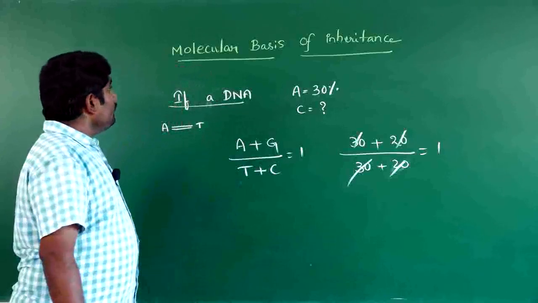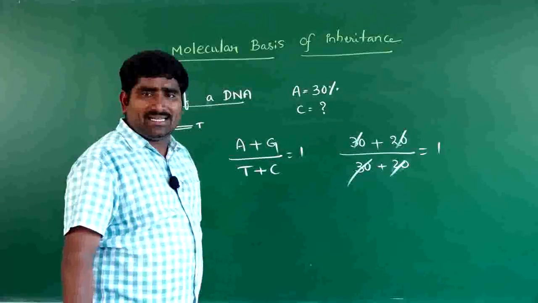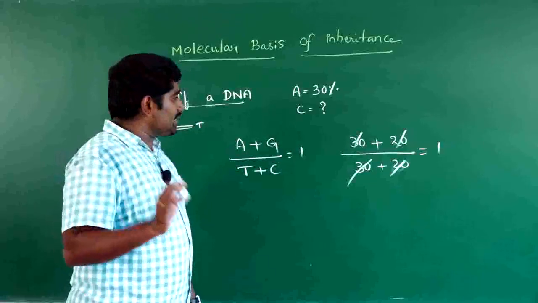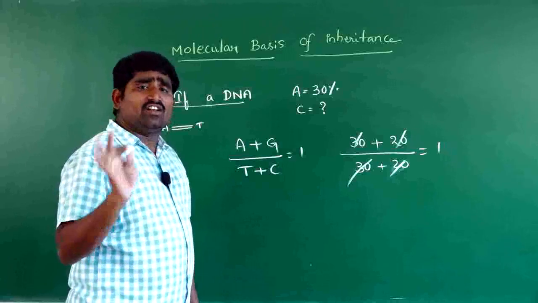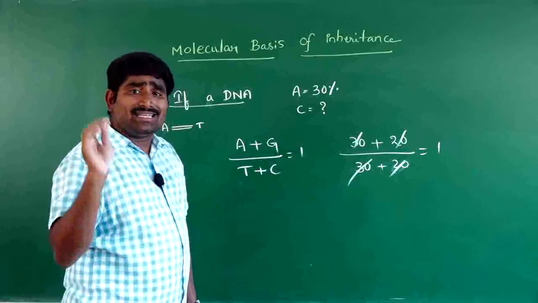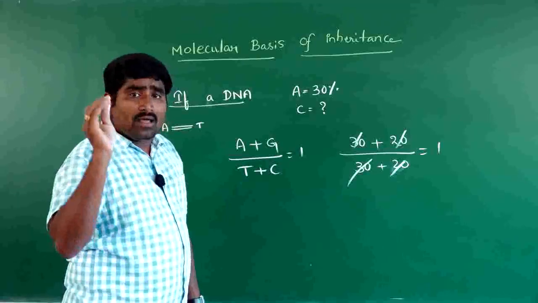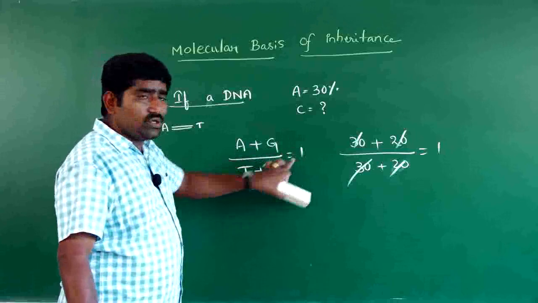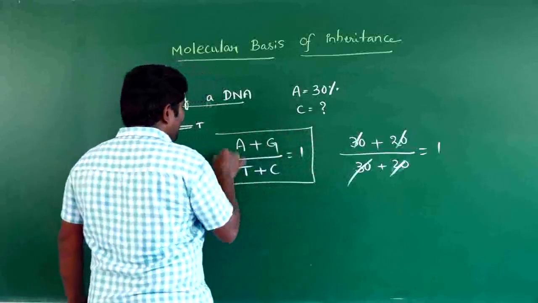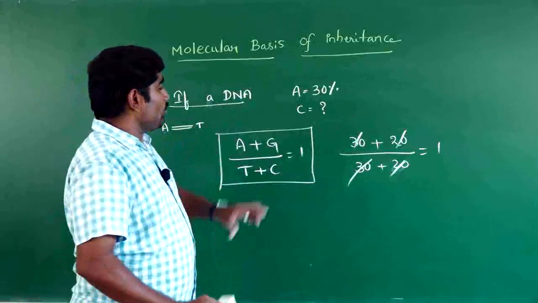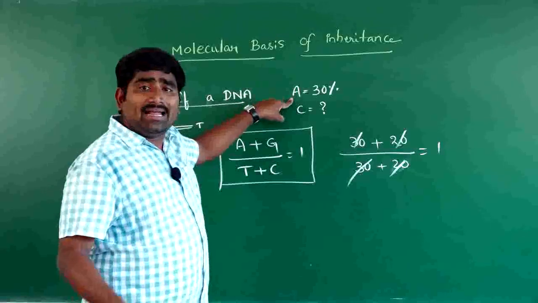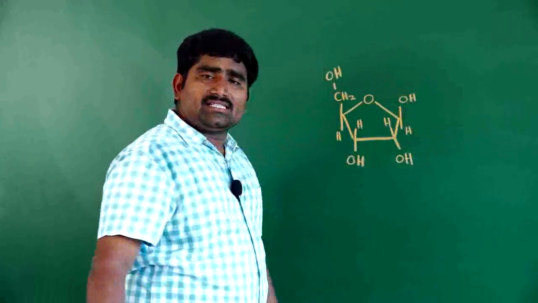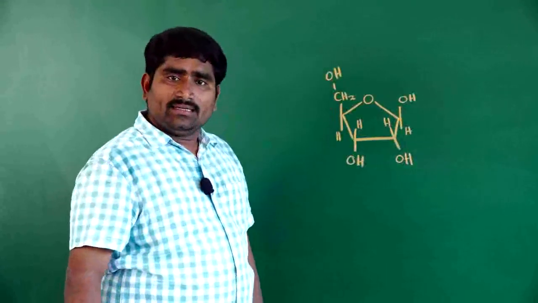This is the ratio of purines and pyrimidines in a DNA, and the sum total of purines is always equal to the sum total of pyrimidines. So this is Chargaff's rule: A plus G over T plus C equals 1. Based on Chargaff's rule, if one nitrogen base percentage is given, then all the remaining nitrogen bases we can find out. Here let us see the main difference between DNA and RNA.